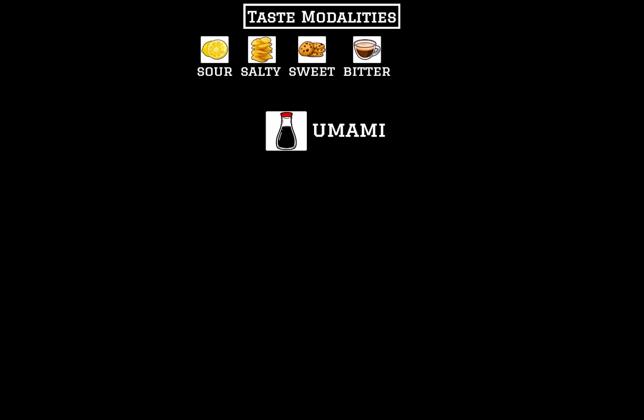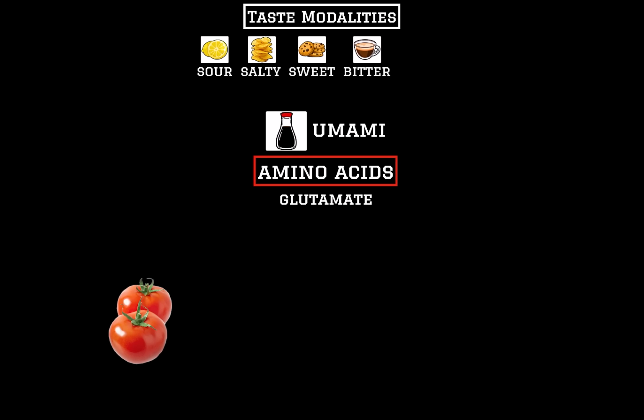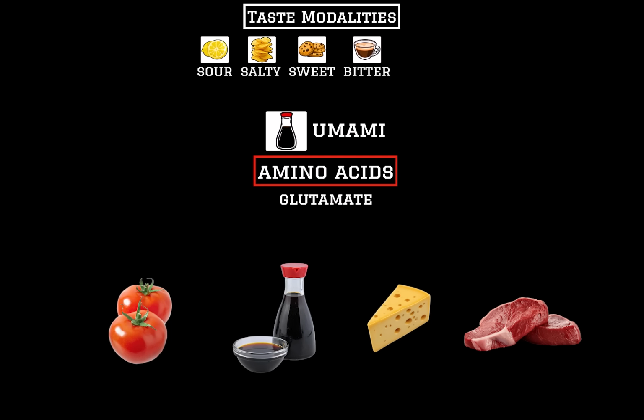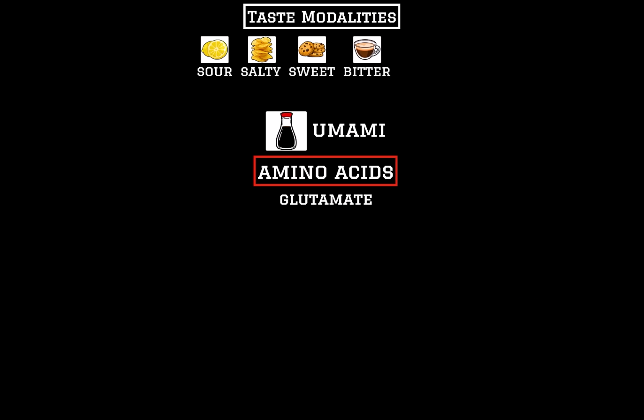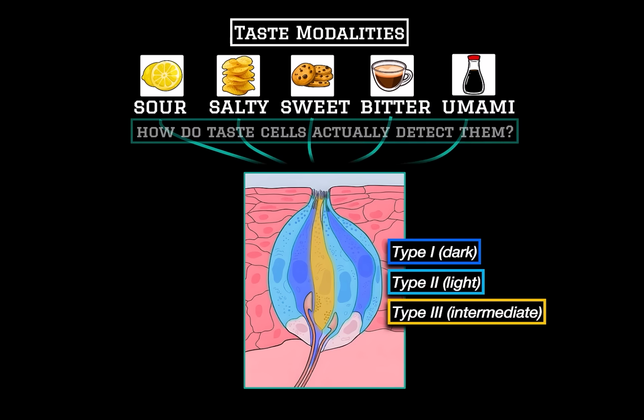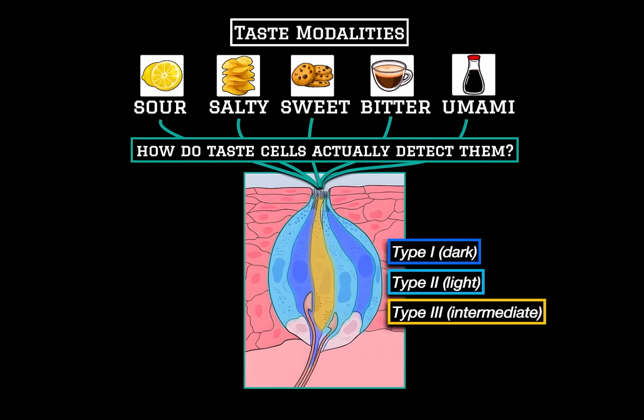Umami is a Japanese word meaning delicious, designating a pleasant taste sensation that is qualitatively different from sour, salty, sweet, or bitter. Umami responds to amino acids like glutamate, which is why foods such as tomatoes, soy sauce, cheese, and meat have a strong umami profile. So now the question is, how do these taste cells actually detect them?